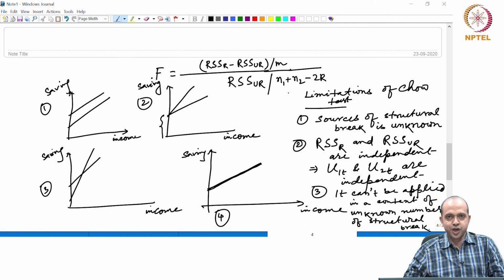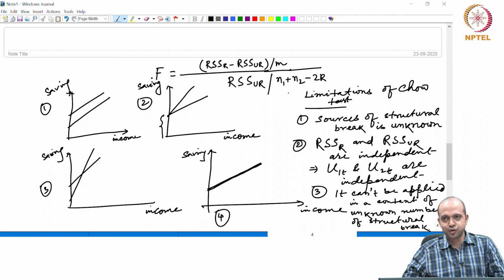So far we have only discussed the mechanism of the F-statistic or Chow test for the analysis of structural break. What we will do next is take a data set and implement this Chow test empirically. We will learn how to implement the Chow test. That we will do in our next class using empirical data.